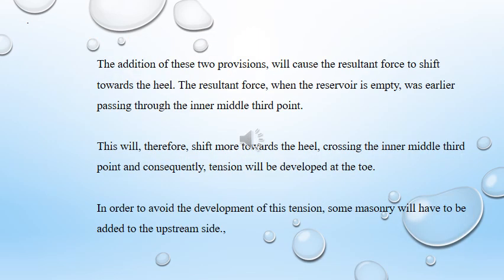So, addition of these two provisions will cause the resultant force to shift towards the heel, because more concrete is being provided. So, the resultant force when the reservoir is empty was earlier passing through the inner middle third point. So, this will therefore shift more towards the heel, crossing the inner middle third point, and consequently tension will be developed at the toe. In order to avoid the development of this tension, some masonry will have to be added to the upstream side.